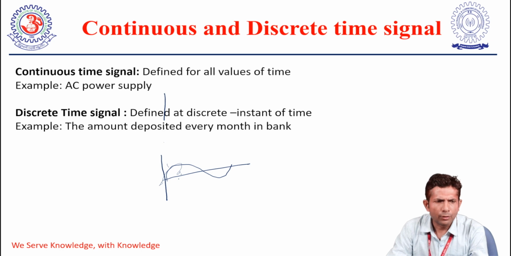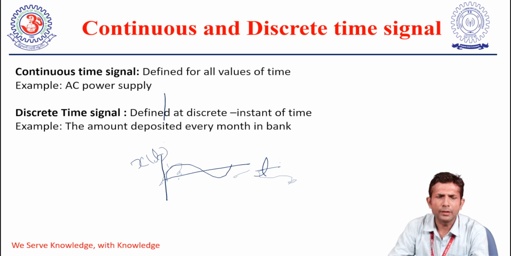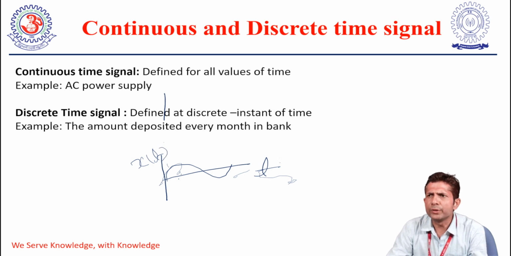Okay. Now let us see here. This is a sinusoidal waveform. You can see this waveform is defined at every time instant, at all values of time. So this is an example of a continuous time signal, because it has values at every instant of time. So this is called a continuous time signal.